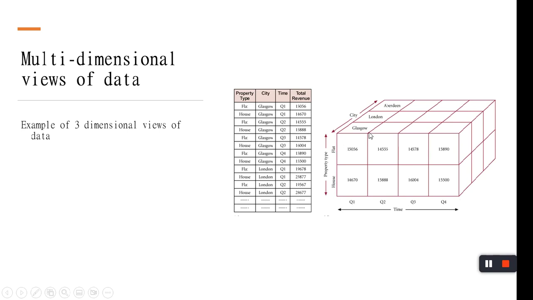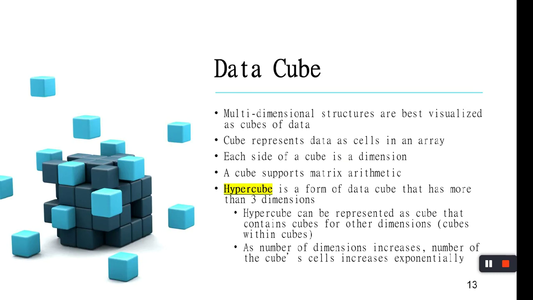Okay, so for example, if you want to know how much revenue we earned from renting out a house in Glasgow in quarter 1, we will have this information ready. So this is an example of a three-dimensional view of data using OLAP. As you have noticed, in using OLAP, it's like showing data using a cube. Instead of showing it in a tabular format, it looks like a cube.